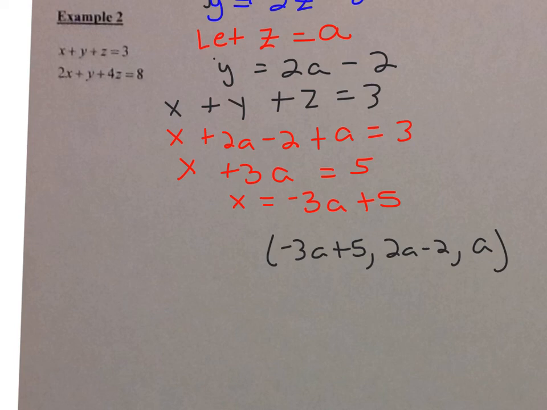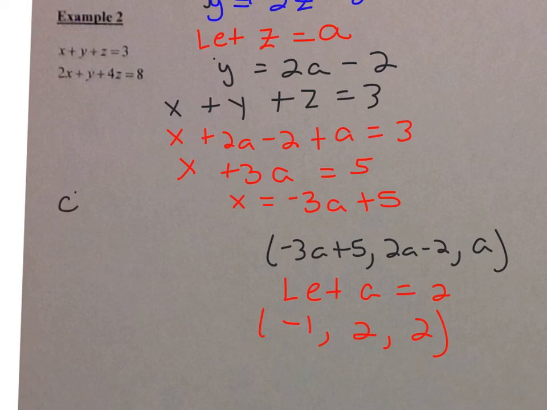Now I'm going to find a possible solution. So I'm going to let a equal, you can pick any number you want. I'm going to pick 2 again. So I plug in 2 for a. So negative 3 times 2 is negative 6 plus 5 is negative 1. 2 times 2 is 4 minus 2 is 2. And then I just get 2.